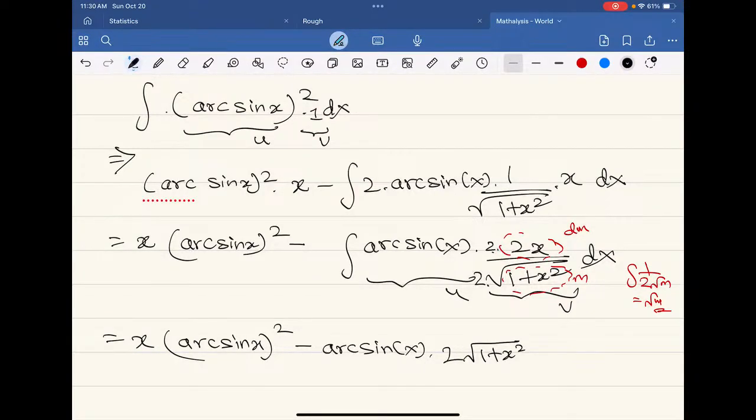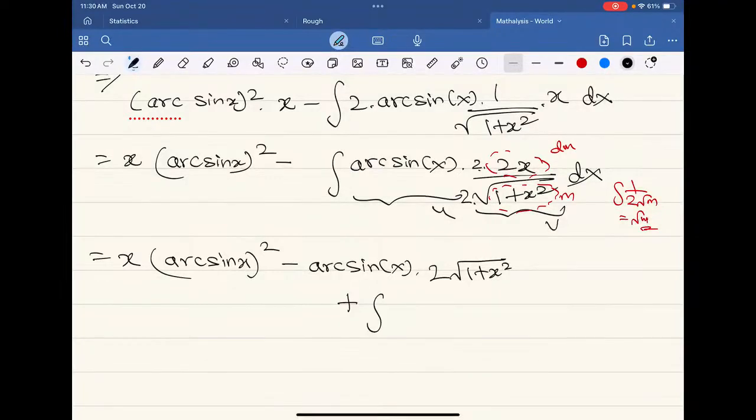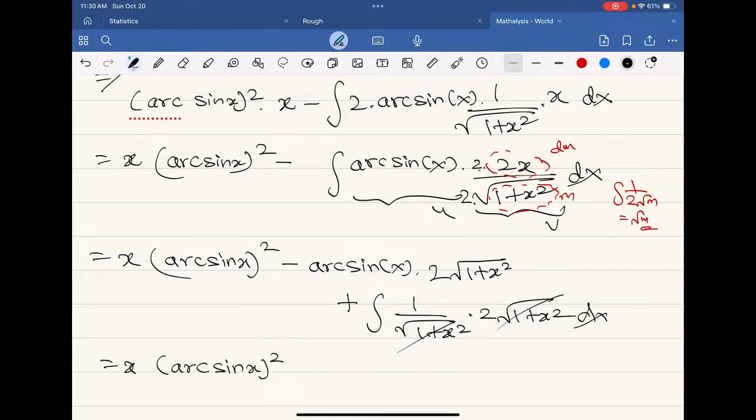There's a 2 over here, and then we will have plus the integral of the derivative of that, which is 1 by square root of 1 plus x square, and the integral over here, 2 square root of 1 plus x square dx. This cancels out, which gives us x arc sin x square minus 2 arc sin x square root of 1 plus x square plus 2x plus c. So this should be the answer.